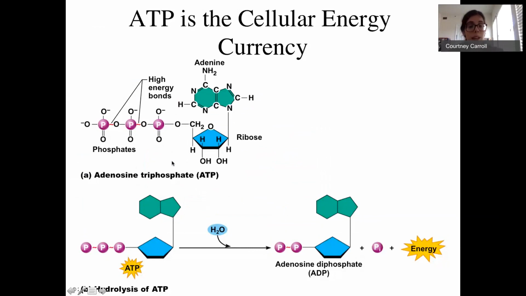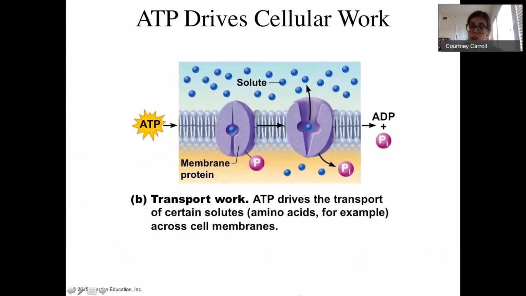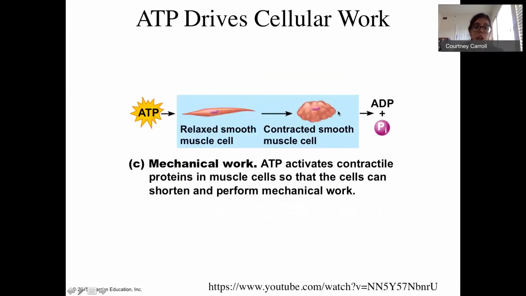Well, when that bond is broken, it's going to release a ton of energy. So when we go from ATP, triphosphate, to ADP, diphosphate, we're going to get a lot of energy in return. And that's going to do a bunch of cellular work, things like chemical work to drive chemical reactions, transport work to move things through the cell, mechanical work to contract our muscles, a whole host of things.